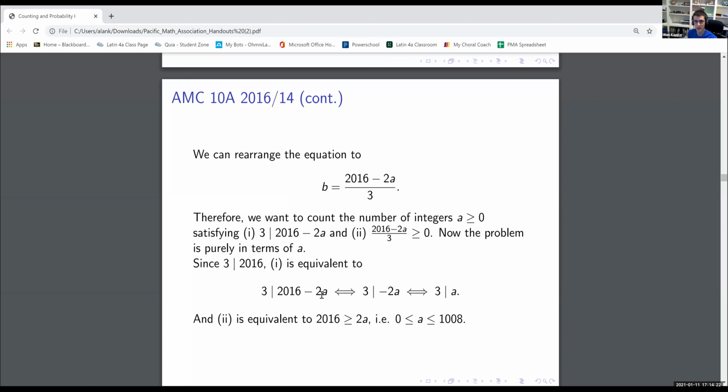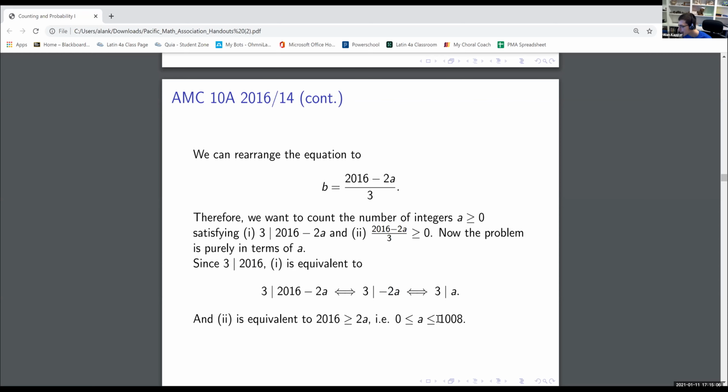Maybe we can express this in terms of the mods that we heard about in the first session. If 2016 minus 2a is 0 mod 3, we have that negative 2016 is 0 mod 3 as well. So the sum of those is going to be 0 mod 3 as well. That is to say, negative 2a is 0 mod 3. And dividing a multiple of 3 by 2 is still going to give a multiple of 3.